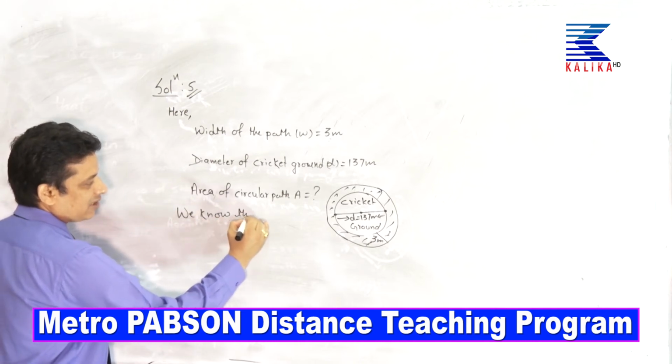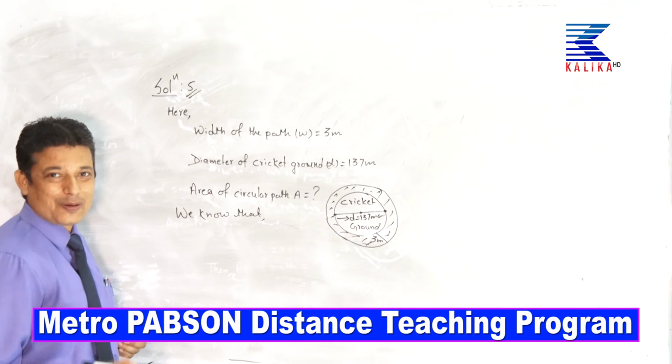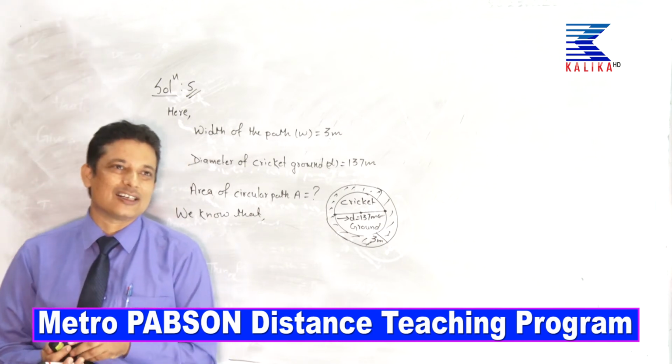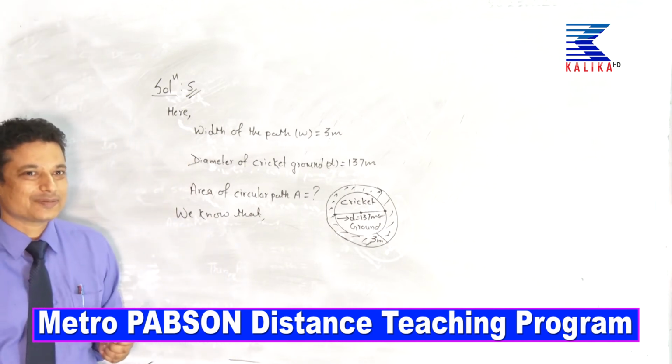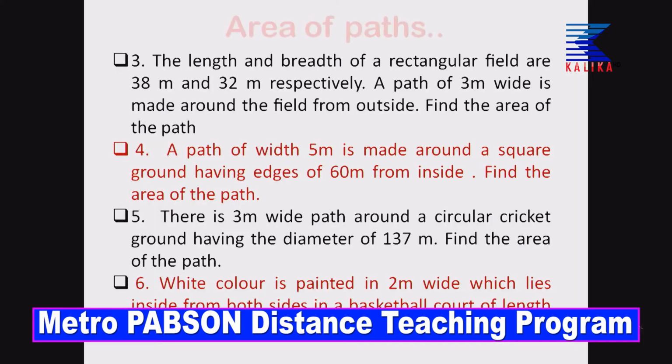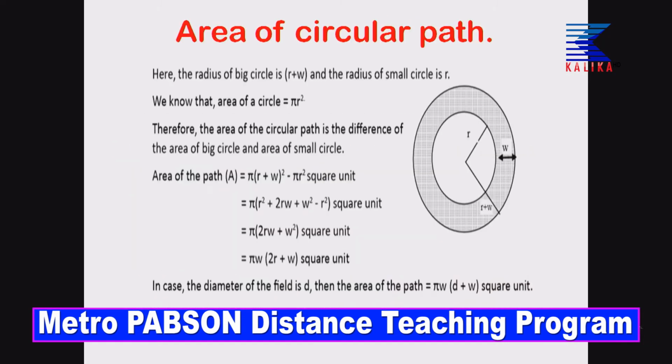We know that. So, do you remember the formula to calculate the area of a circular path? Let us see in the slide. You can see here at the end, please. In terms of radius, you can see it in the second last line, but in terms of diameter, you can get the formula at last: pi w (d plus w) square unit.